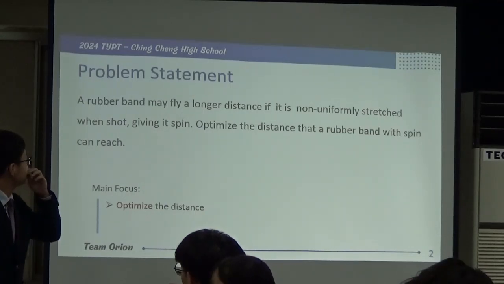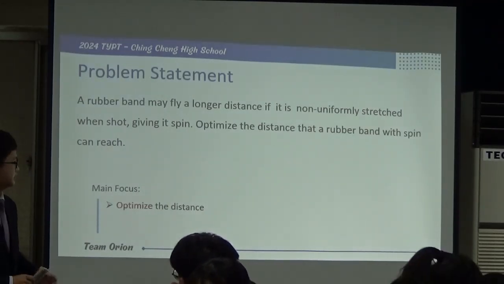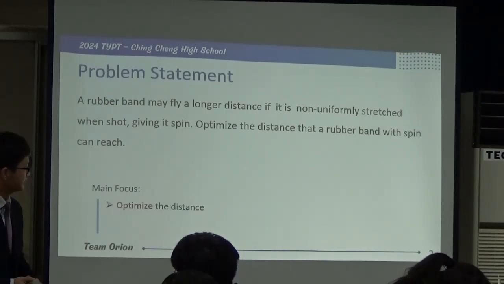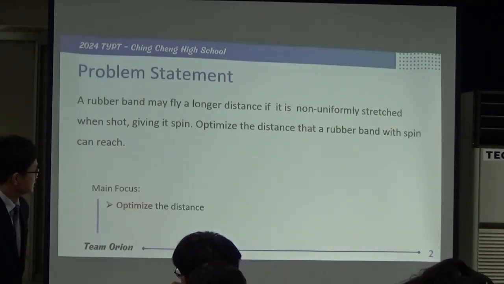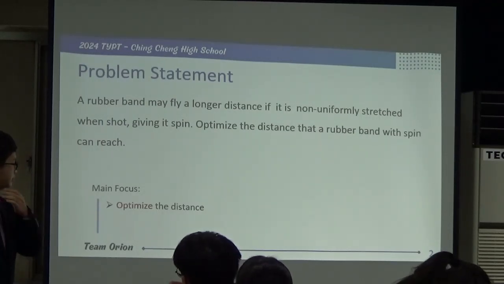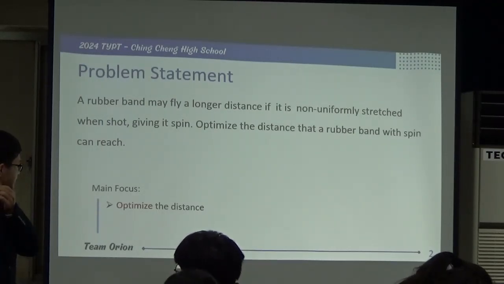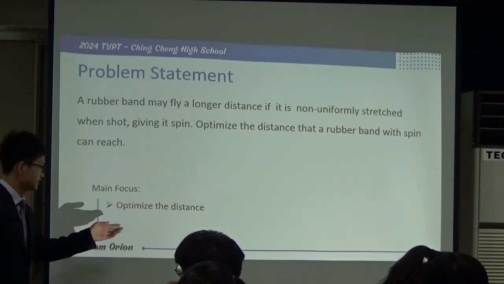First, the problem statement is that the rubber band may fly a longer distance if it is non-uniformly stretched when shot, and it is to optimize the distance the rubber band with spin can reach. And our main focus is how to optimize the distance.